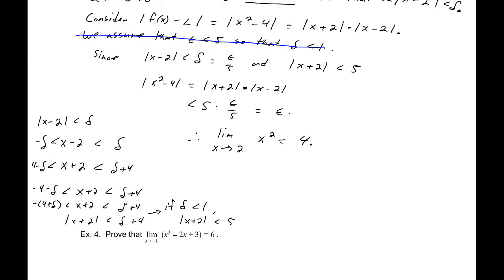Now this next one's going to be very similar. Again, it's a quadratic, so quadratics tend to have a certain form to them. Prove that the limit as x goes to negative 1 of x squared minus 2x plus 3 equals 6. Again, let epsilon be greater than 0. Choose delta equal to something, with 0 less than absolute value of x plus 1 less than delta.